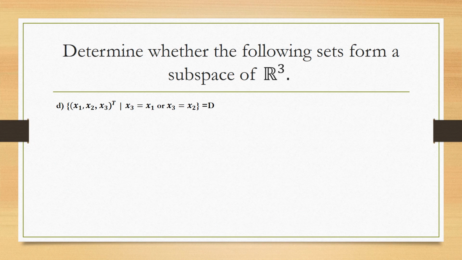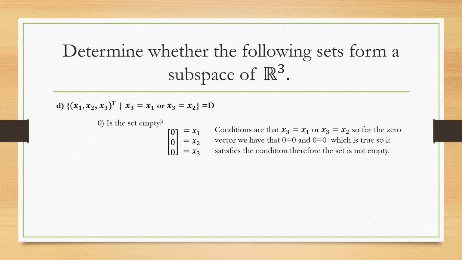Now let's do the last one, part D. We were given the set of vectors (x1, x2, x3) transpose such that x3 equals x1 or x3 equals x2, and let's call this set D. Since that's an OR, it means that at least one of them has to be satisfied, either x3 equals x1 or x3 equals x2. And so again, we start with checking if our set is empty with our zero vector. The conditions are that x3 equals x1 or x3 equals x2. So for the zero vector, we have that 0 equals 0 and 0 equals 0, which is true. So it satisfies the conditions, therefore the set is not empty.